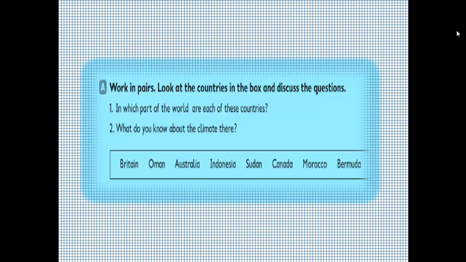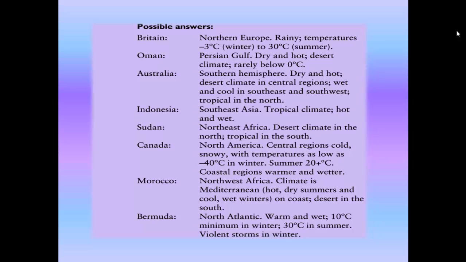Here we have 8 countries, and we want to answer the first and the second questions. In which part of the world are each of these countries, and what do you know about the climate there? Here are the answers about every country. Britain. Now Britain is in northern Europe, and the climate is rainy, with temperatures from -3 degrees Celsius in winter to 30 degrees Celsius in summer.